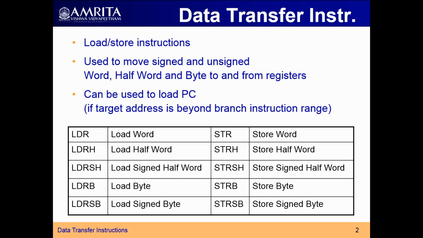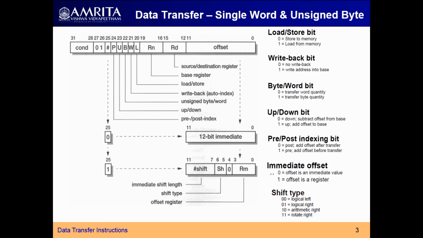Now we will move on to the binary encoding of data transfer instruction. This is the binary encoding for single word and unsigned byte data transfer instruction. Here bit number 0 to 11 is used for specifying the offset used in LDR or STR, and this offset can be given in two ways. Either it can be given as a 12-bit immediate value, or the offset value can be stored inside a register known as Rm. So Rm is an offset register.